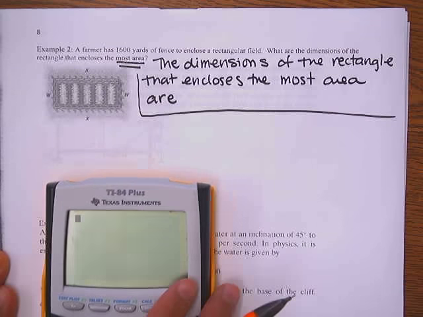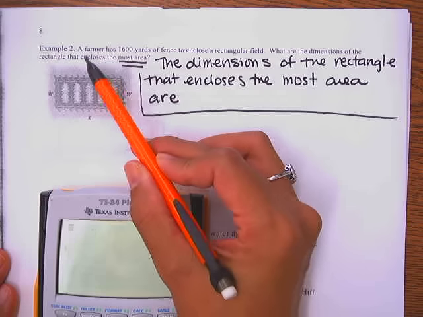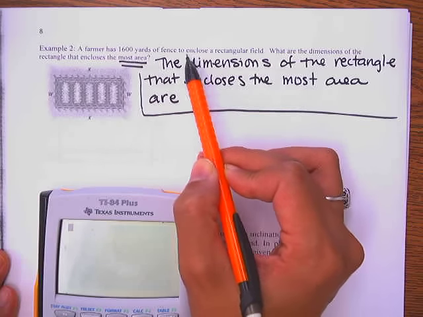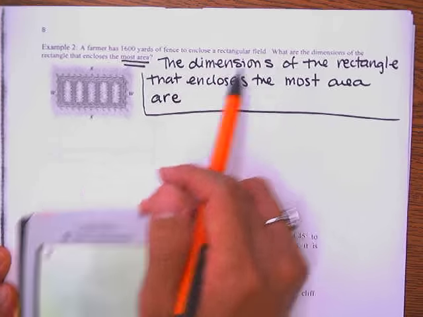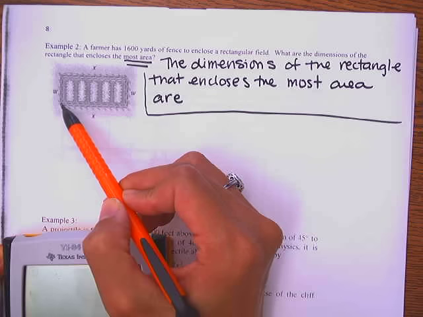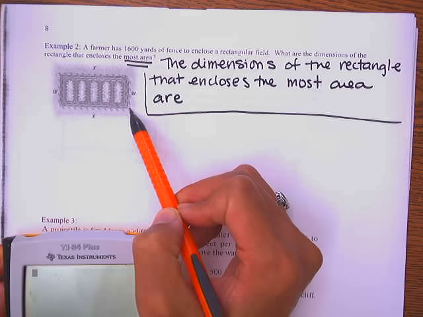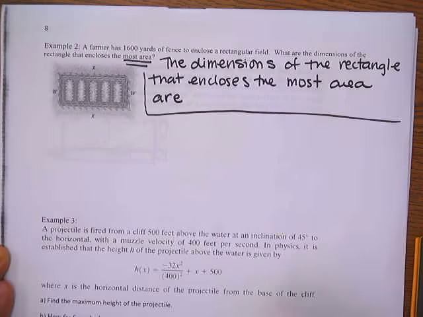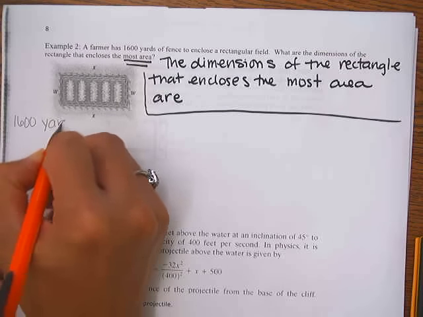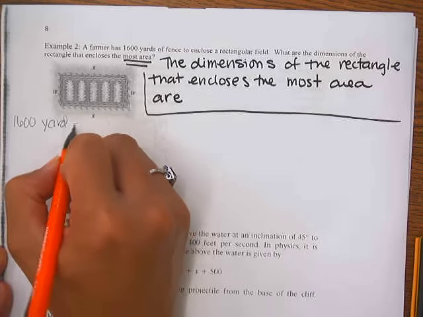Have a calculator ready, okay? If you don't, just hit pause right now and go grab your calculator. First things first, first sentence: a farmer has 1,600 yards of fence to enclose a rectangular field. To enclose means I'm going to border this, border that, border this, and border that. Okay, so 1,600 yards, it's actually your perimeter.